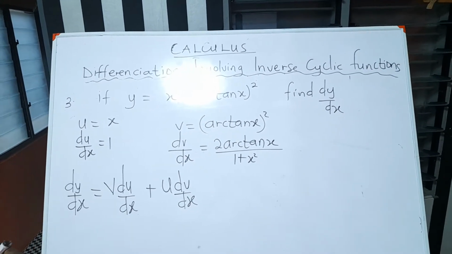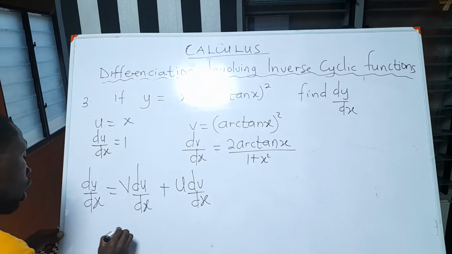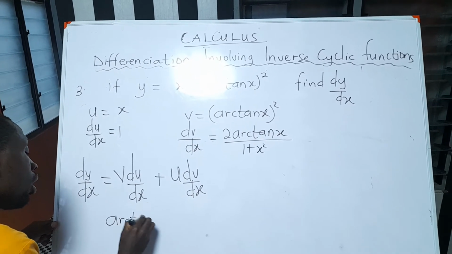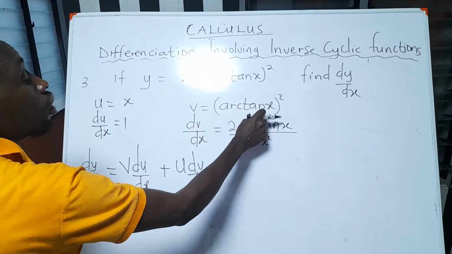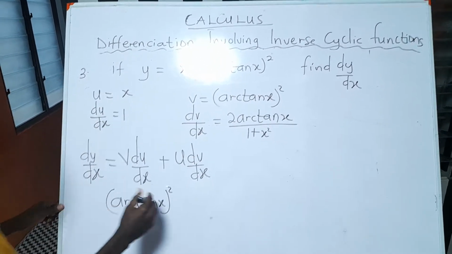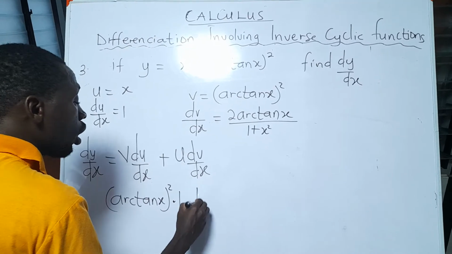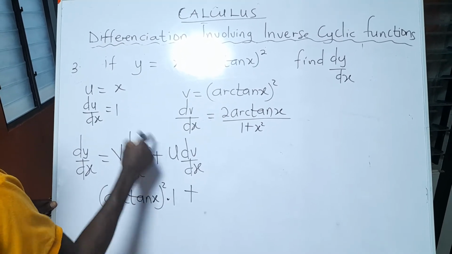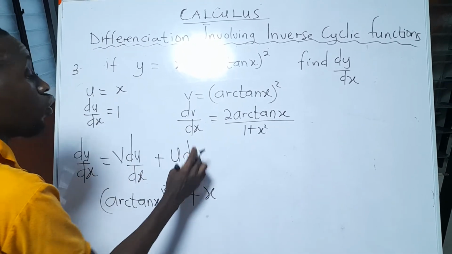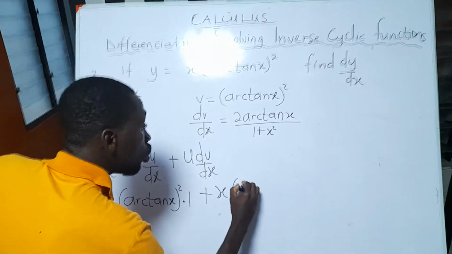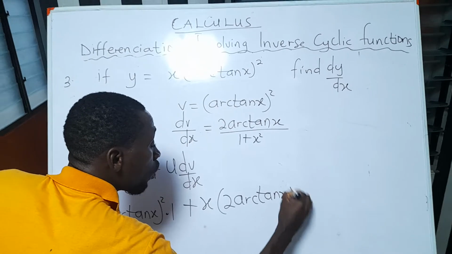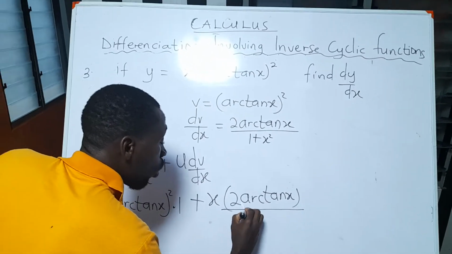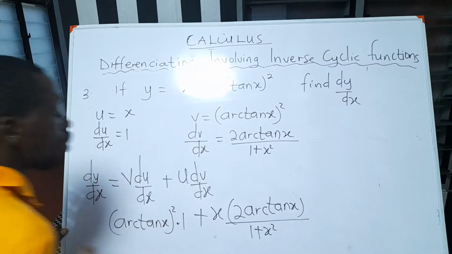So what's our v? Our v is arctan x all squared. Then what's our du over dx? 1, so times 1, then plus, what's u? u is x, dv over dx is 2 arctan x over 1 plus x squared.